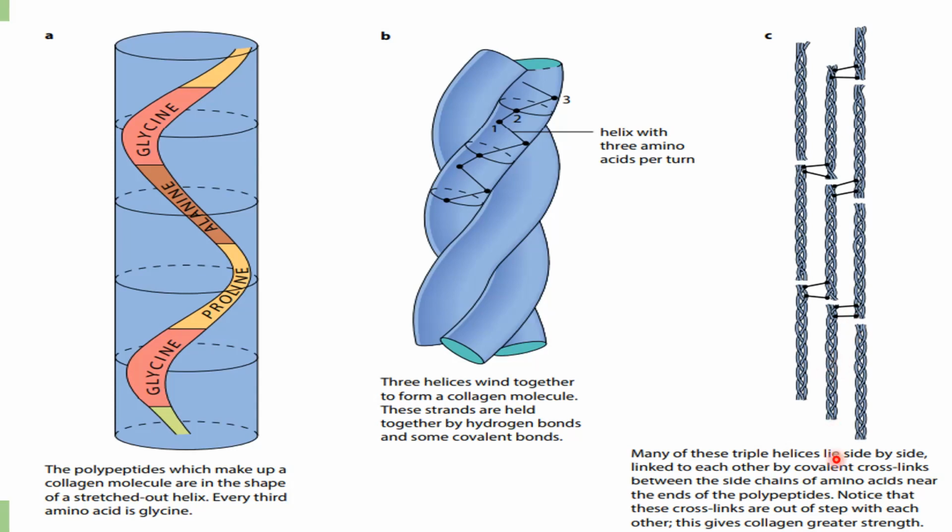Okay, beta. And the cross links that we have are these covalent chains there. This is what gives us the strength. Is this clear, beta?